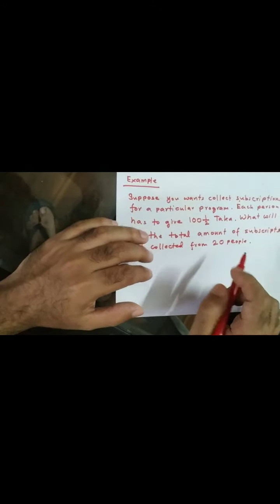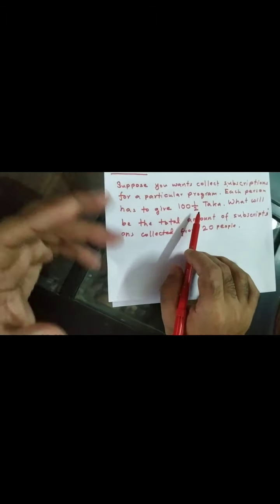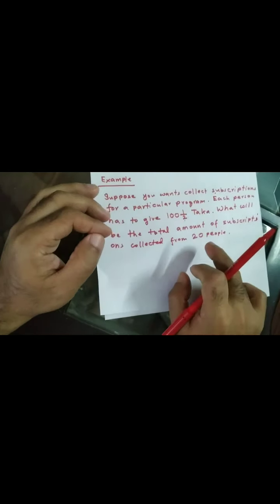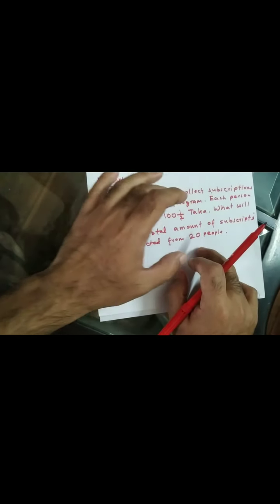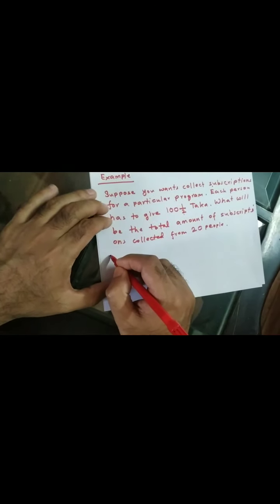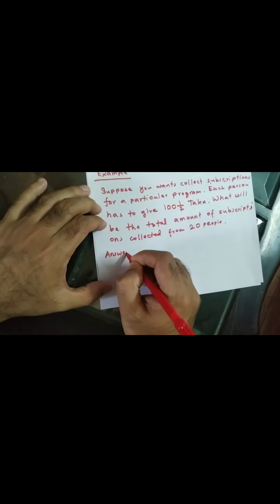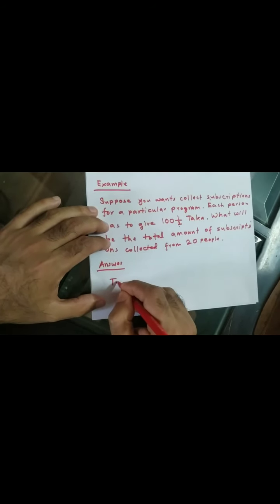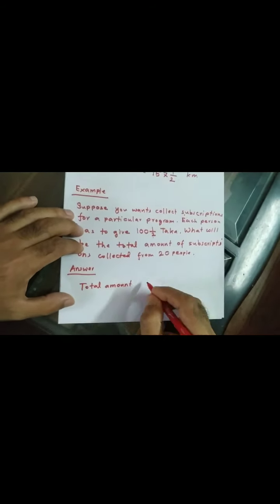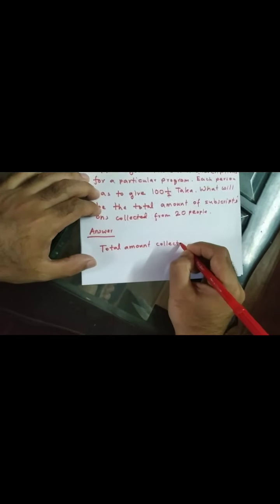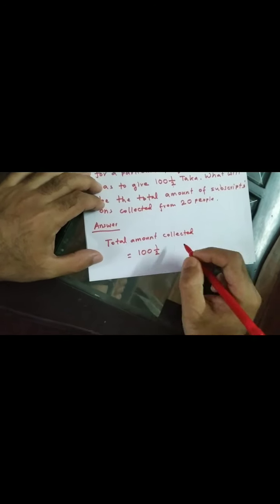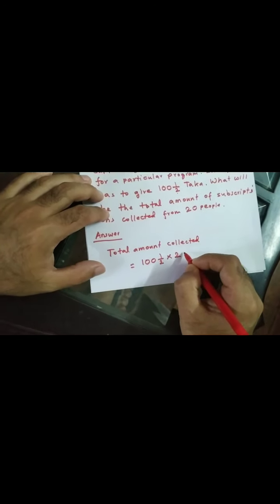It's an easy problem. Every person has to donate or give how much? 100 and a half taka. And from how many persons you will collect? 20 people. So you just have to multiply these two numbers together. So let's move on to the answer. So total amount collected is 100 and a half into 20.